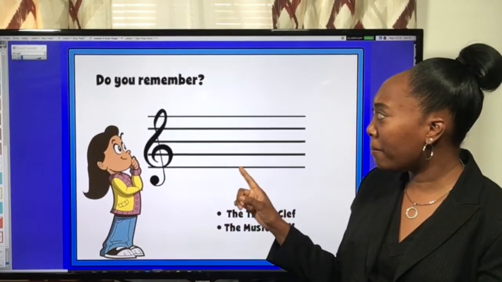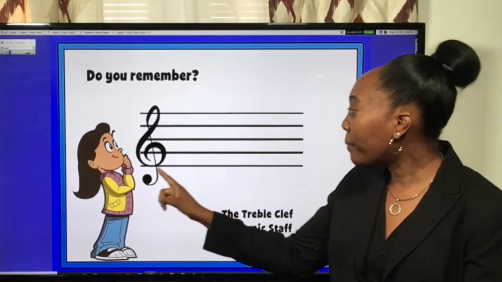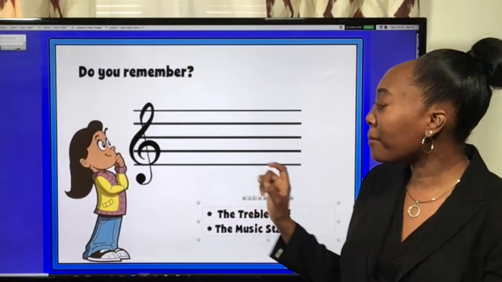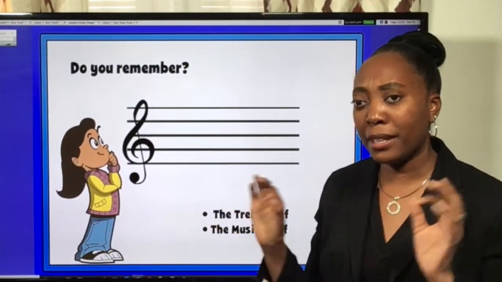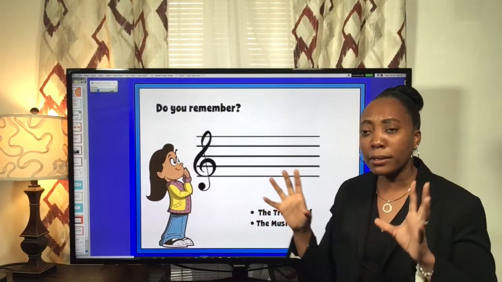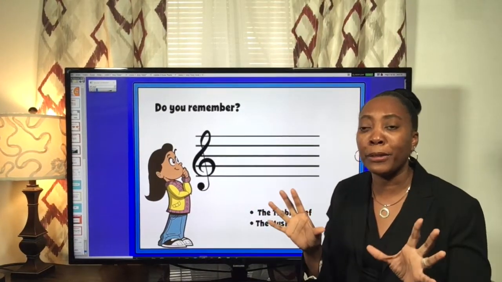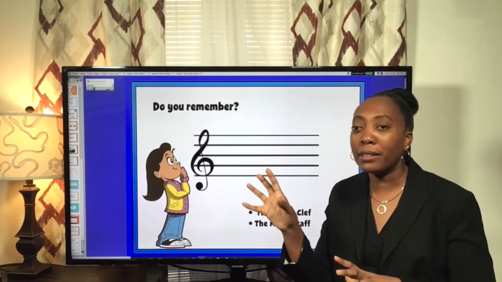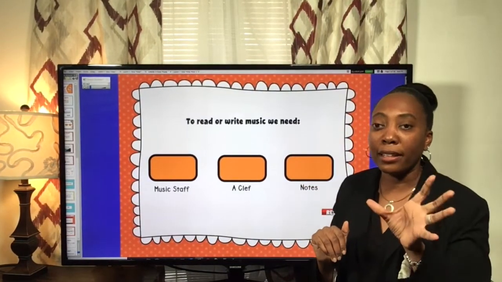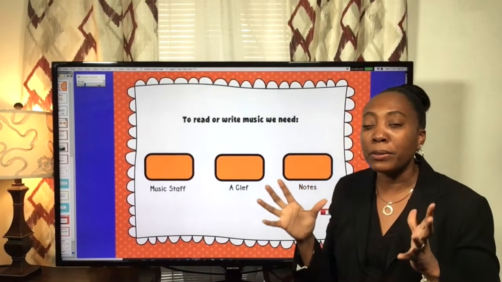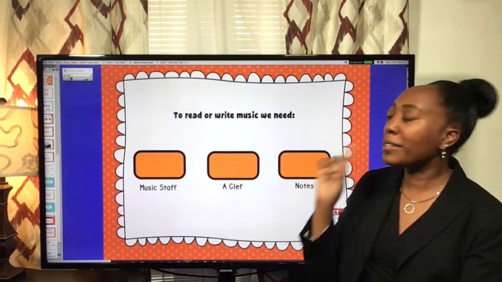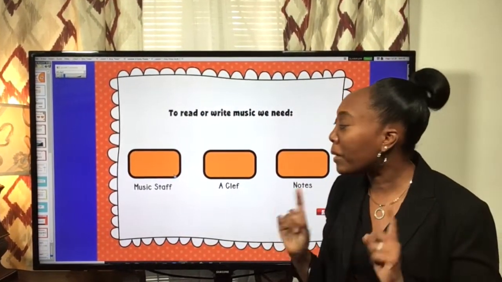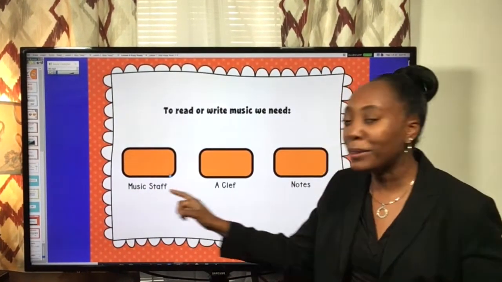Now, do you remember, and I'm sure you do, we have our staff and we have our treble clef, right? So don't forget that, because now we're gonna take all these little pieces, sort of like a puzzle, and we're gonna take this piece like the treble clef, and we're gonna take this staff, and we're gonna do something. What are we gonna do? Well, to read or write music, we need, what do we need? Okay, we need a music staff.